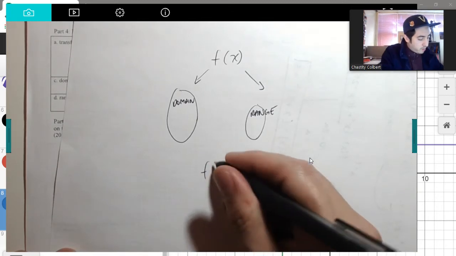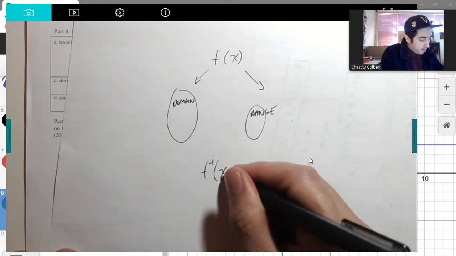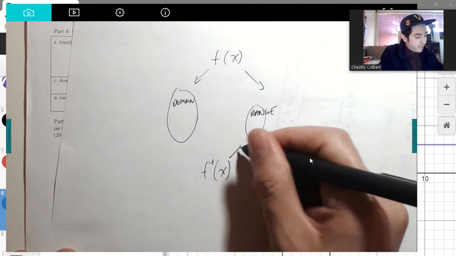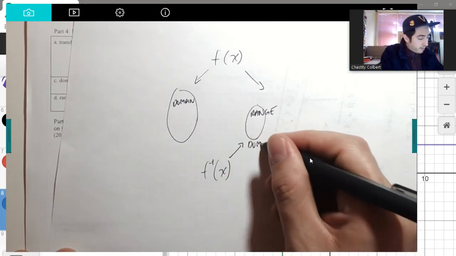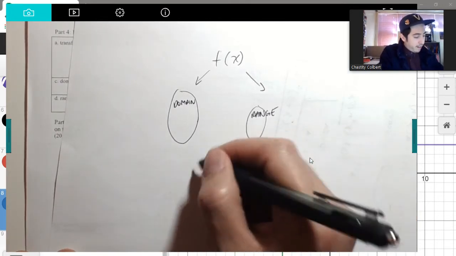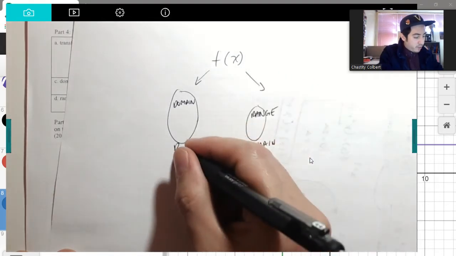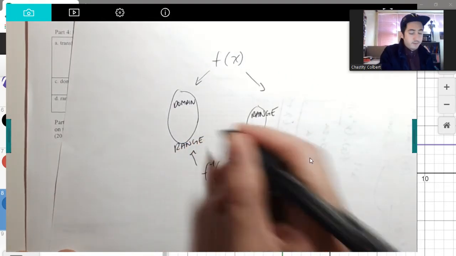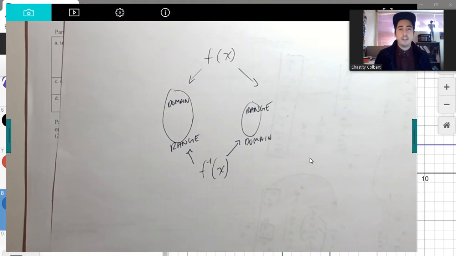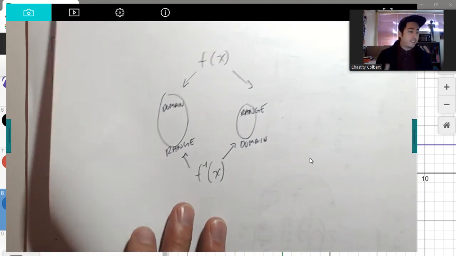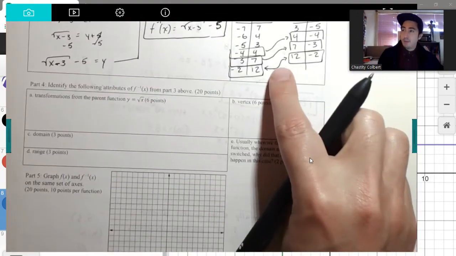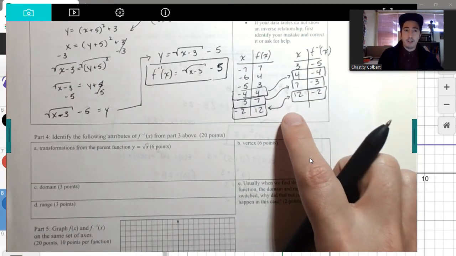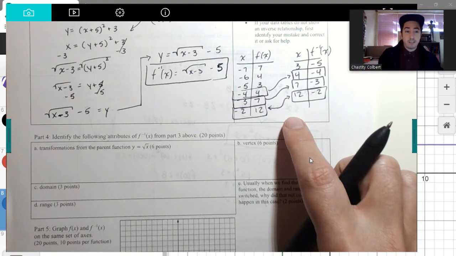For the inverse, that same set, the range is its domain. And that same domain for this function is its range. They switch. That's kind of a property of inverses and functions. So that's a way to prove it. That's why I proved it with the table. We can see here with the table that the x and y values are different, right?